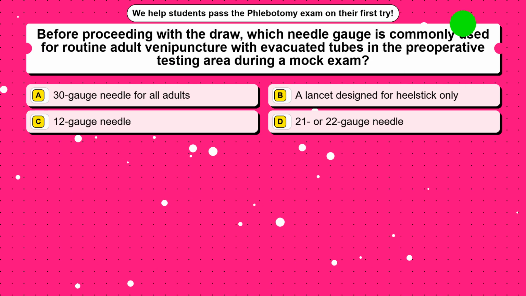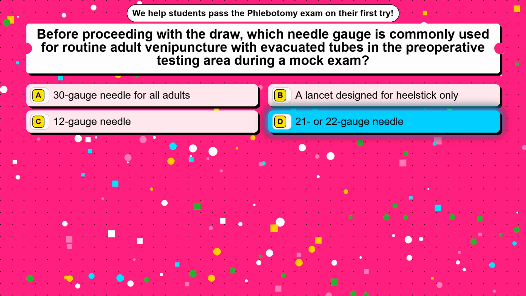Question 28. Before proceeding with the draw, which needle gauge is commonly used for routine adult venipuncture with evacuated tubes in the preoperative testing area during a mock exam? Option A, 30 gauge needle for all adults. Option B, a lancet designed for heel stick only. Option C, 12 gauge needle. Option D, 21 or 22 gauge needle. The correct answer is option D, 21 or 22 gauge needle.